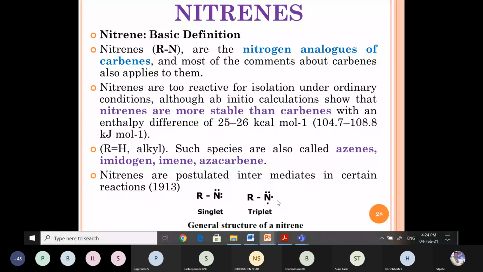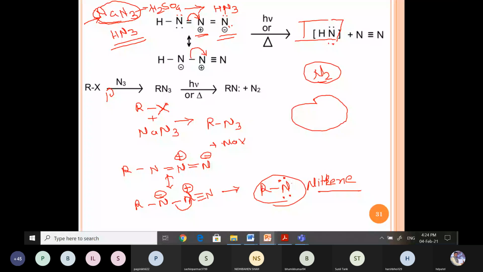Now, how the nitrene will form, that also we have discussed in the generation of nitrene. But here it is important, that's why I am discussing it with you again. HN3 is the name of the chemical. We can write it in this form: H-N double bond N plus double bond N minus. Now in HN3 we have another resonating structure.